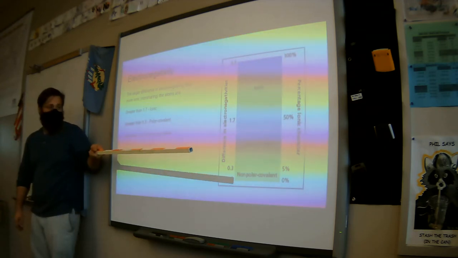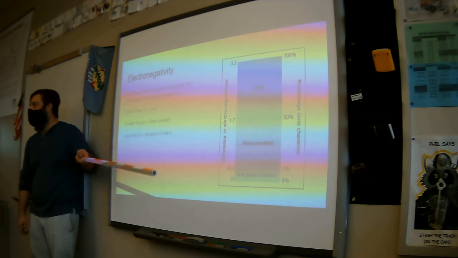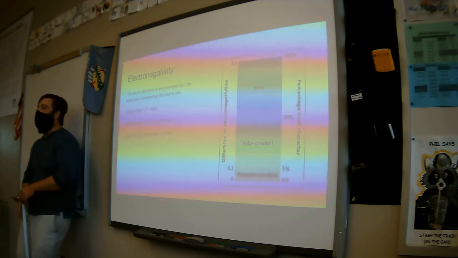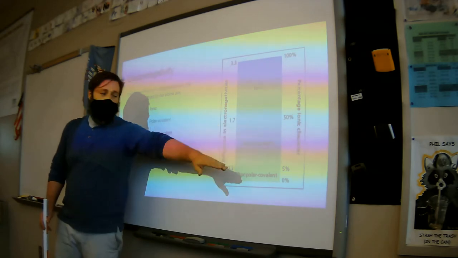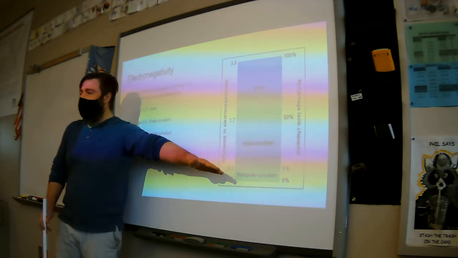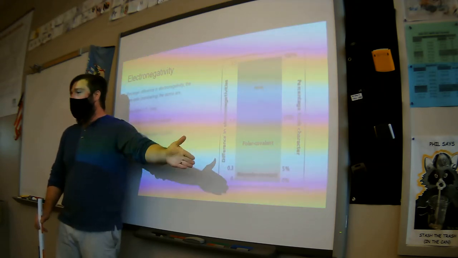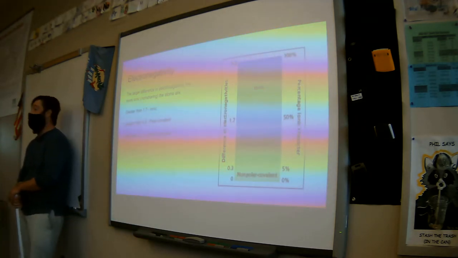Now, here's the thing. How did we get these numbers of 0.3 and 1.7? It was arbitrary, honestly. Basically, about 1.7 is where things kind of stop sharing electrons, and 0.3 is where you start getting some kind of charge difference, a polar thing going. But in truth, like all things in life, this is just on a spectrum. It's not binary.